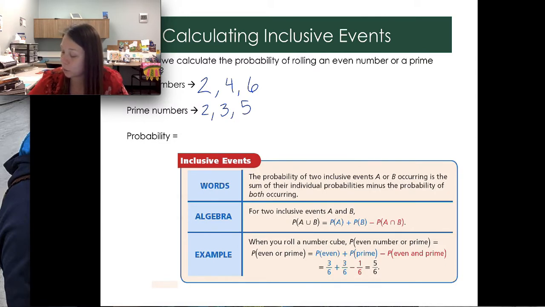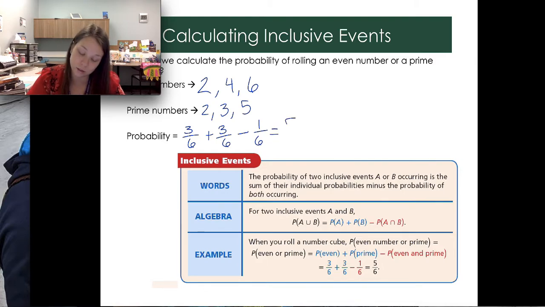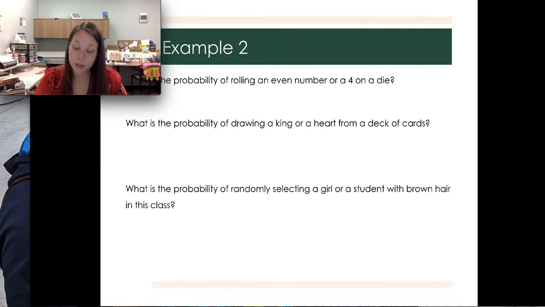Okay, how do we find the probability of this? Well, the number of even numbers is 3 out of 6, plus the number of prime numbers is also 3 out of 6. But we're double counting the 2, so we need to subtract off that one number that we're counting twice. So we're going to do minus 1 over 6. And that gives us 5 over 6. So in example 2, what is the probability of rolling an even number or a 4 on a die?